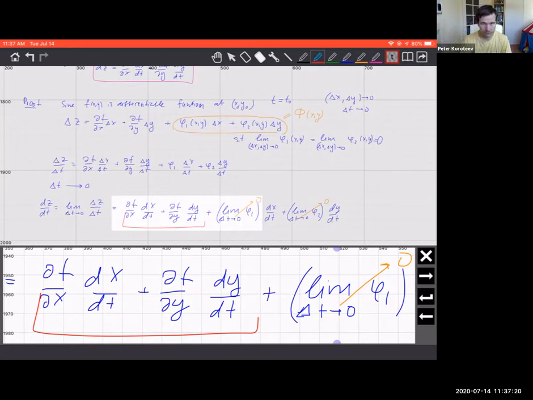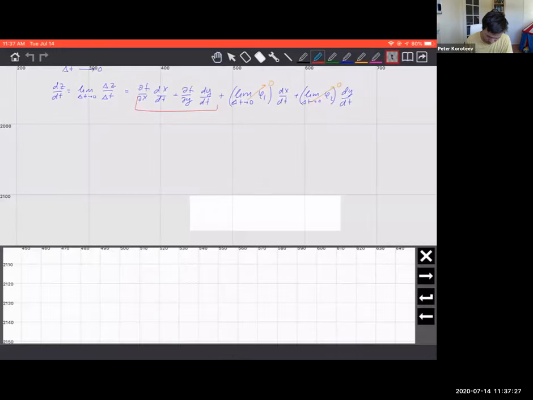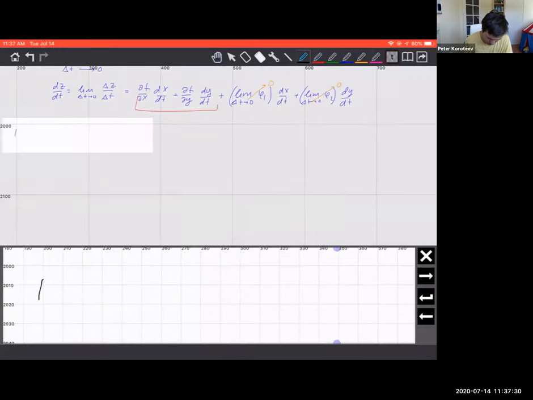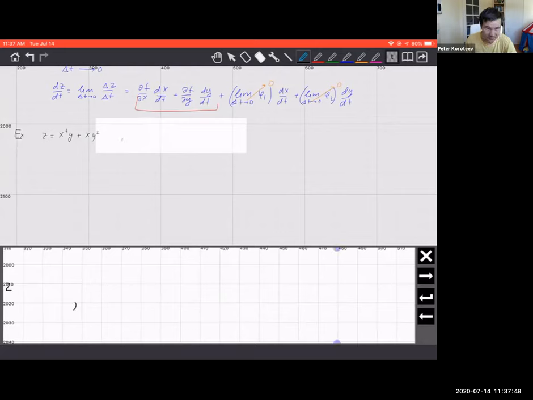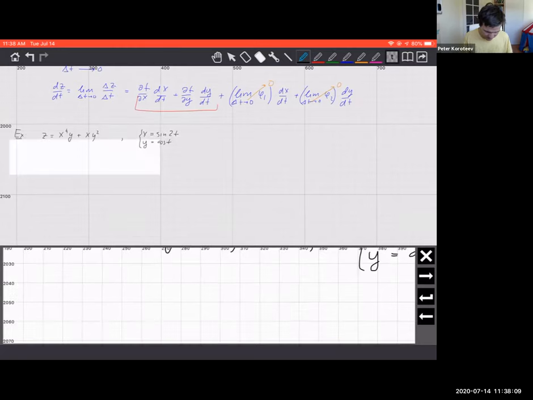Let's do an example. Say z is equal to x to the 4 y plus x y squared, and then we change variables so that x is equal to sine 2t and y is equal to cosine t. We had this example before. It's one of those figure eight shapes, right? If you draw it as a parametric curve in t. So let's find the derivative dz over dt.